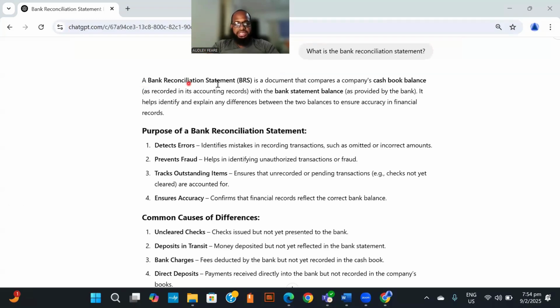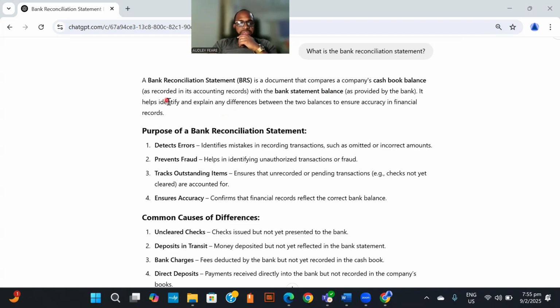So a bank reconciliation statement, and we always call it the bank recon statement, is a document that compares the company's or the business's cash book balance that has to do with the bank columns only with the bank statement. So we get our bank statement from the bank, and of course, we prepare our own cash book. Whatever money goes in the bank column of our cash book is what should be the same reflected in our bank statement. However, this is not always the case.